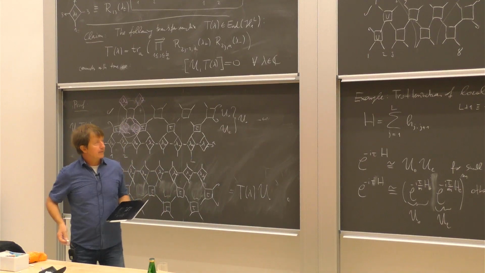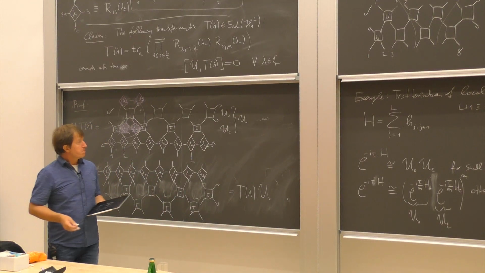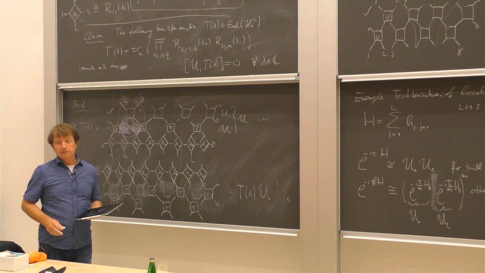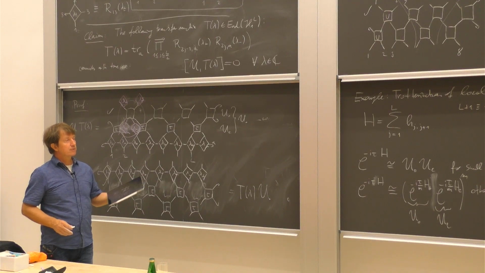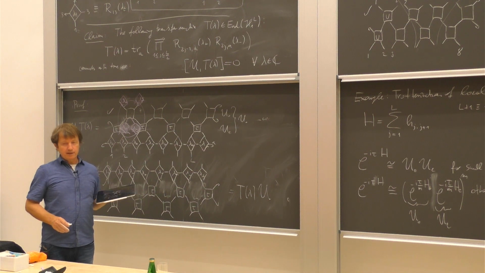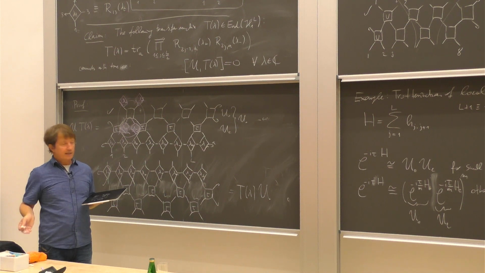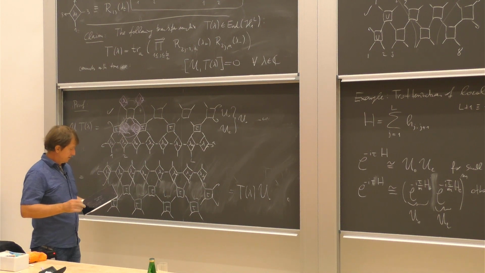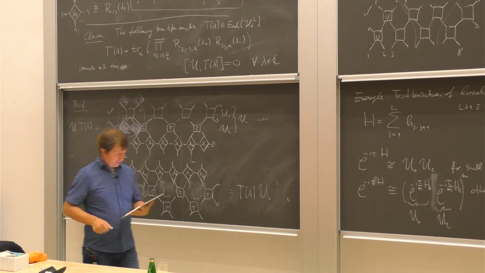And then, okay, now I have to stop. So you'll see what we do next. We'll make a couple of further steps. Out of this T of lambda, we can construct conserved charges. We can furthermore prove that these are in involution, that they commute among themselves for different lambdas, and so on and so forth. And then we'll do other exciting things.